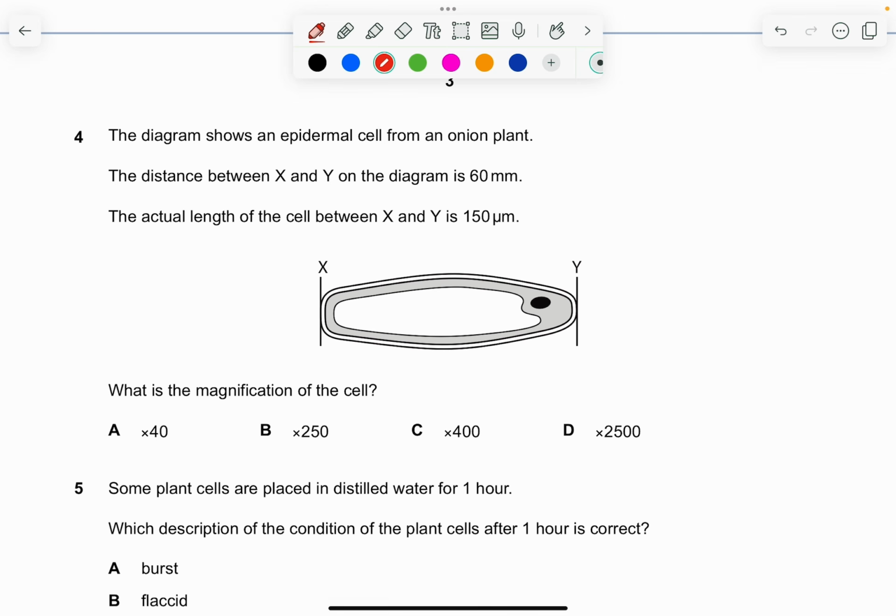Question 4. The diagram shows an epidermal cell from an onion plant. The distance between X and Y is 60 mm and the actual length of X and Y is 150 micrometers. What is the magnification of the cell? So for this question, we have to convert the 60 mm into micrometers and we use the formula, I over M. So we want to find the magnification, so we just need image over actual. Alright, so we will convert. For the image, we have to change to micrometers.